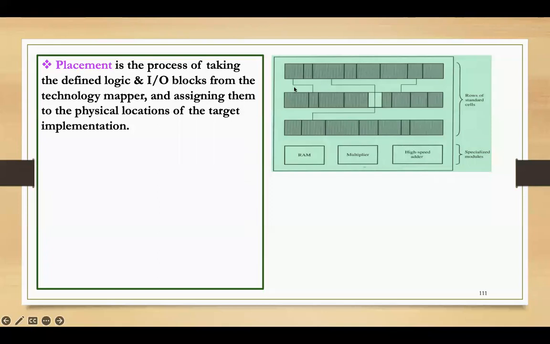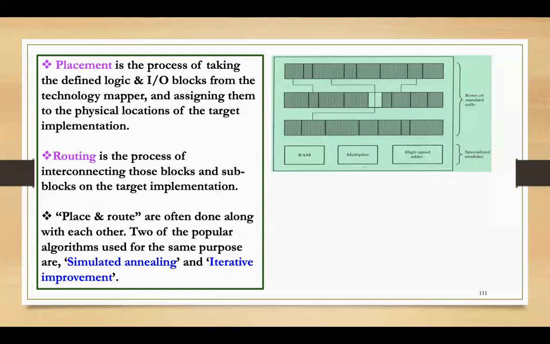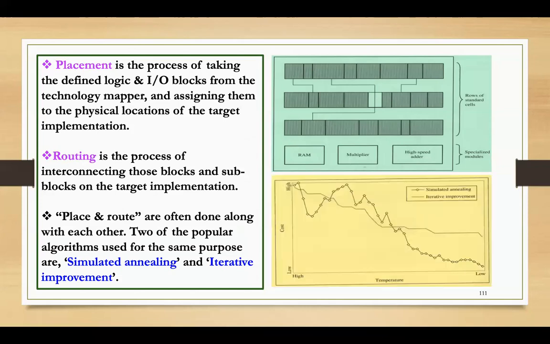So we place the blocks which are highly connected close to each other so that there is less wire running through them. Routing is the process of connecting them, right? So place and route are often done together. Then there are two algorithms, two processes that are followed. One is called simulated annealing and the other is iterative improvement. You just have to know this. You don't have to get into what exactly simulated annealing and iterative improvement are. You just have to know what is place and route, what is placement, what is mapping, what are blocks, how they should be connected.